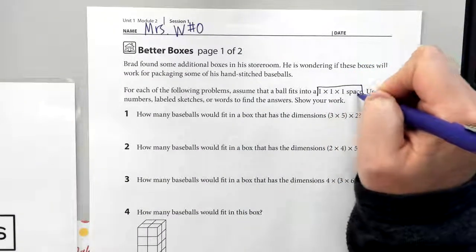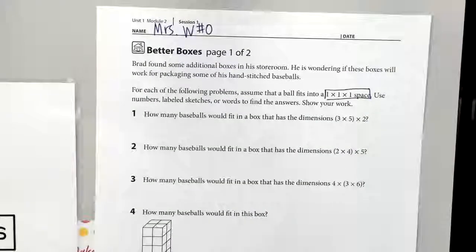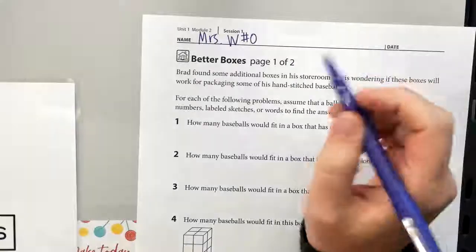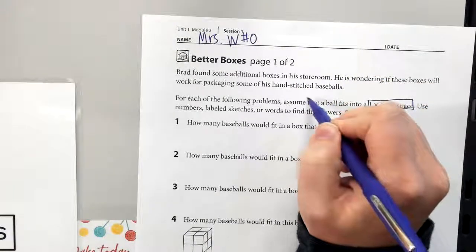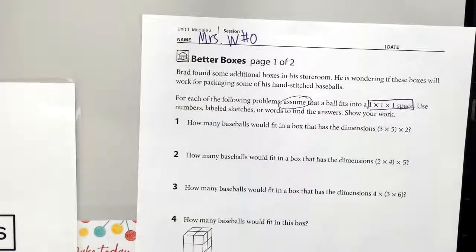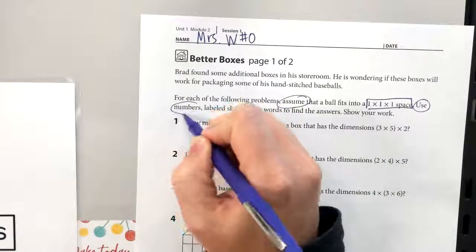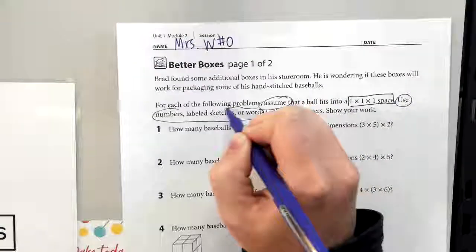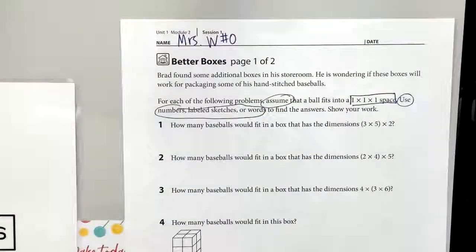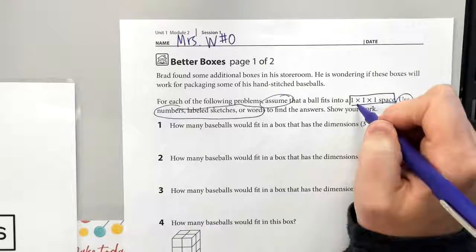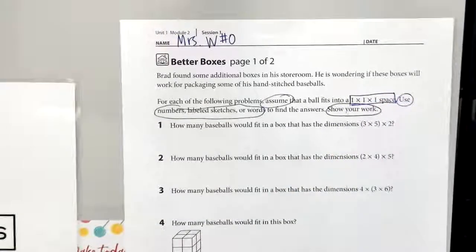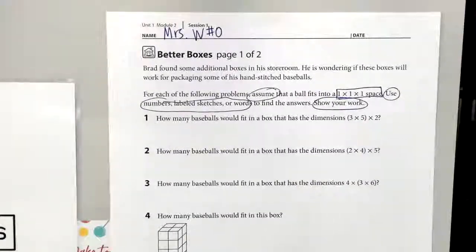And I'm also going to put the word space in the box. That kind of goes along with our label. Any actions we see, we're going to circle. So we need to use numbers, labeled sketches, or words to do something. We also need to show our work. That's an action. All right, let's look at number 1.